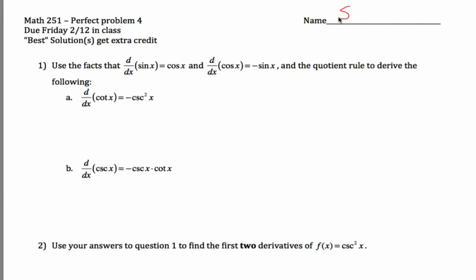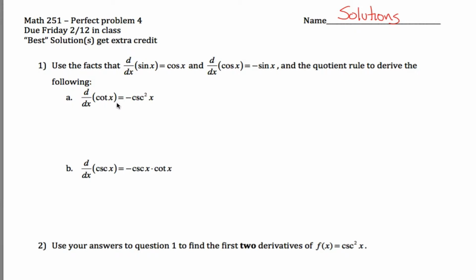All right, here are solutions for perfect problem 4 for Math 251. We're dealing with some trig derivatives here, so you're asked to prove that the derivative of cotangent is negative cosecant squared, and all you know is that the derivative of sine is cosine and the derivative of cosine is negative sine. However, thankfully for you, you have this quotient rule to use.